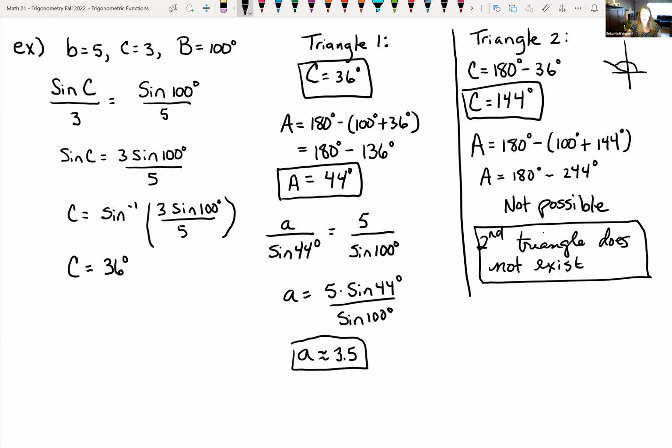Okay, so we figured out there was one triangle that exists, and we found the remaining angles and side. So let's look at one more case scenario, and then we'll get to the fun part where we're using this law of sines to help us solve application problems. So let me pull up another example for us.